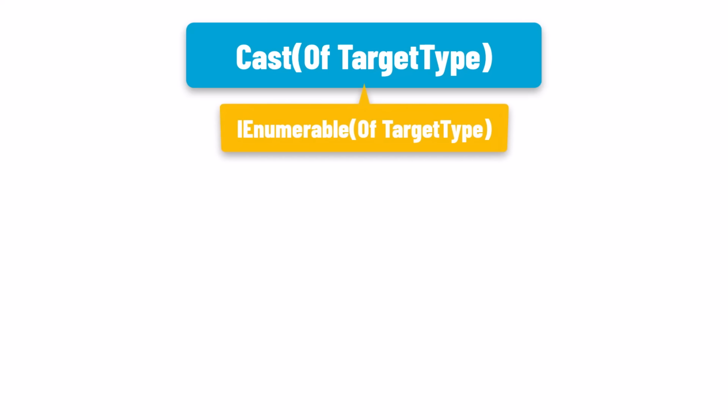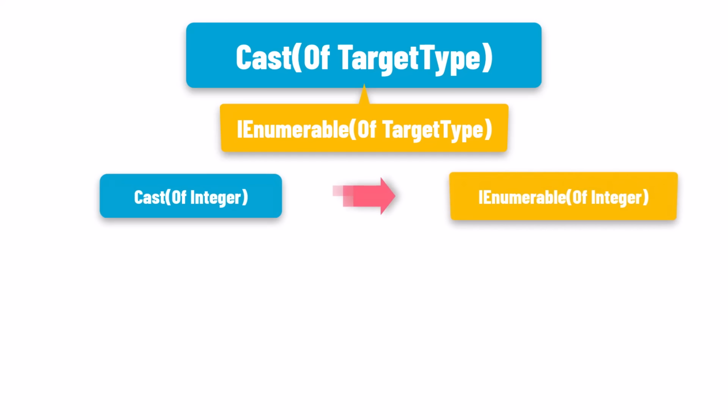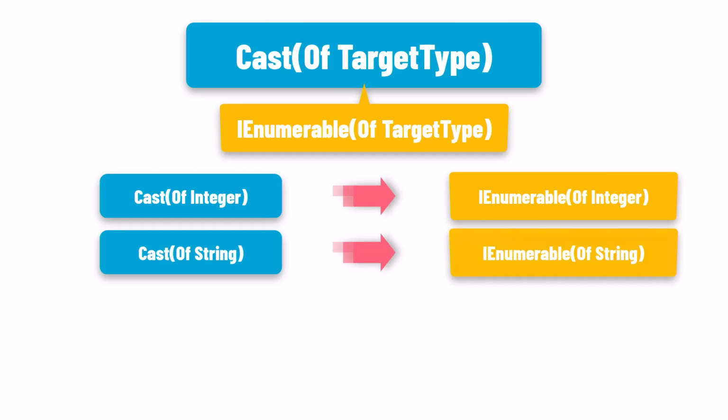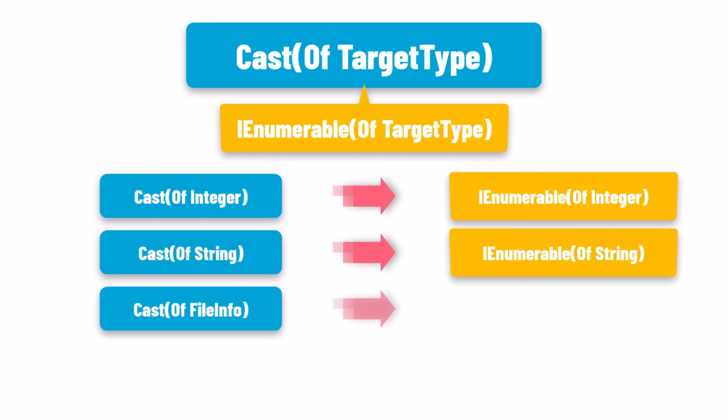We set the method name and in braces we write of and then the target type. It always returns an IEnumerable of target type. For example, cast of integer returns IEnumerable of integer. Cast of string returns IEnumerable of string. Cast of file info returns IEnumerable of file info. And so on. We only have to use this method if we are working with a collection of objects, which can be converted to specific type.